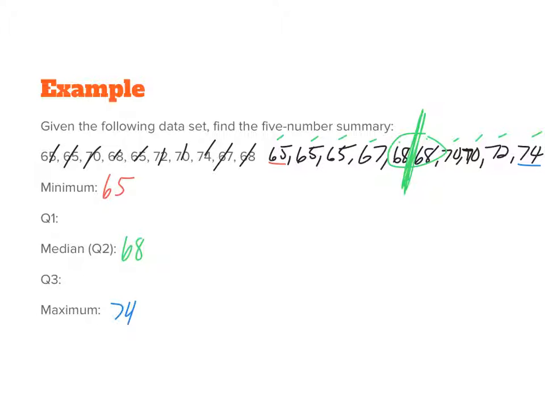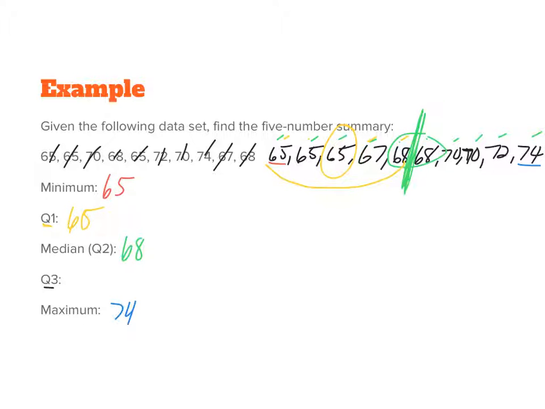For my first quartile value, again, I'm only looking at the numbers to the left of my median, so only those 5 numbers, and I find the median again. 1, 2, 1, 2, and I'm left with a value of 65 for my quartile 1.